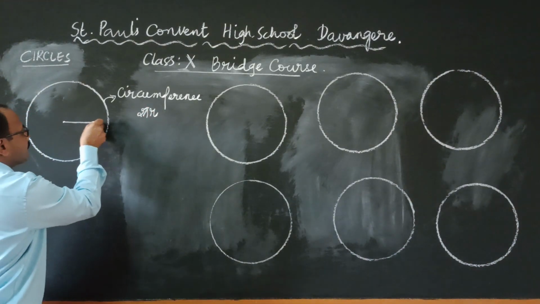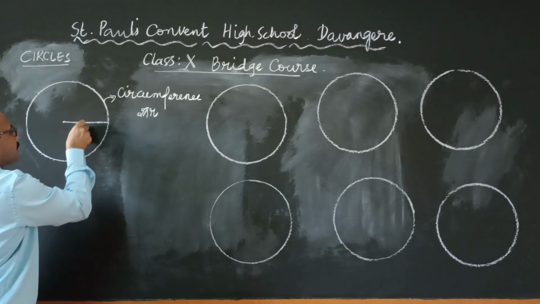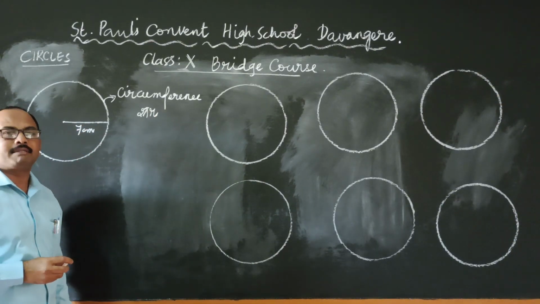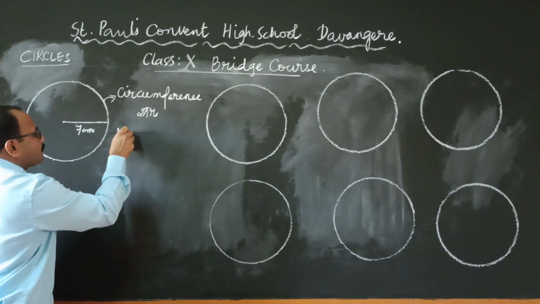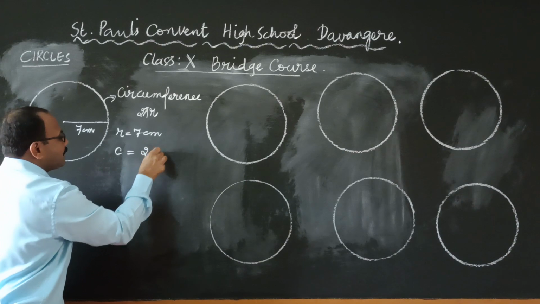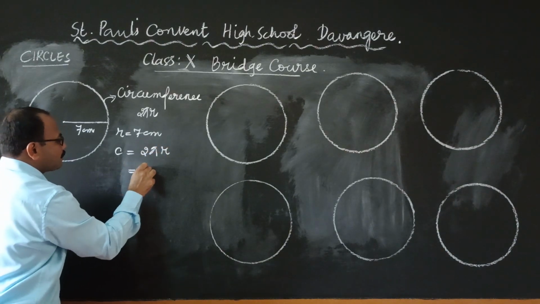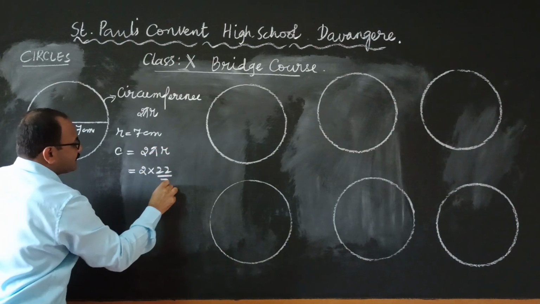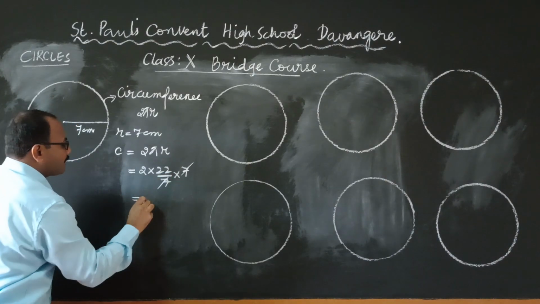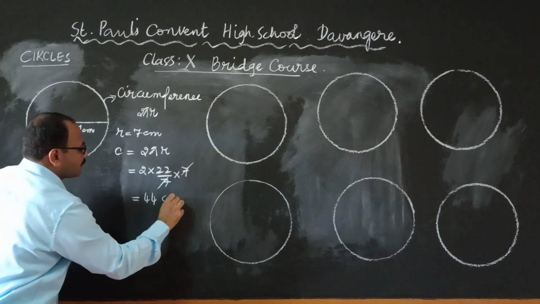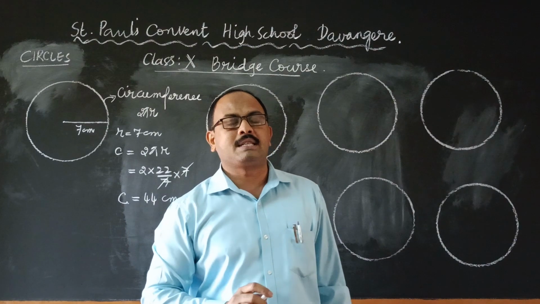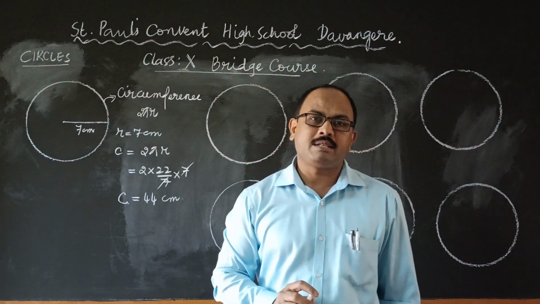If the radius of the circle is 7 centimeters, then calculate the circumference. If r is equal to 7 centimeters, circumference is equal to 2 pi r, which is 2 into 22 by 7 into radius 7, the 7s cancel, so 44 centimeters. This is how we calculate the circumference of the circle.